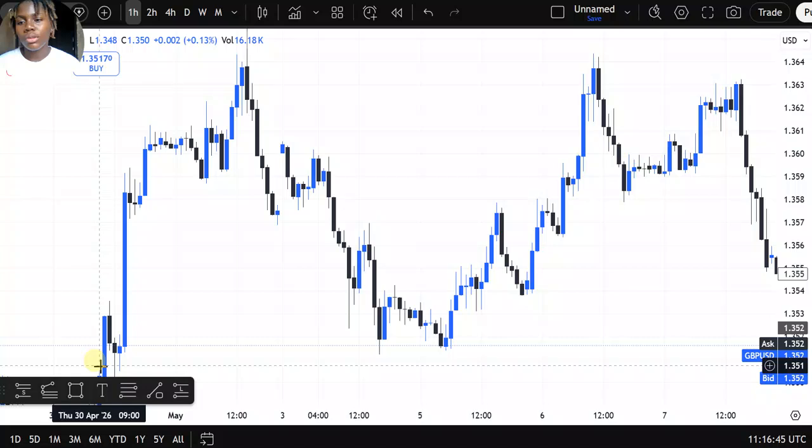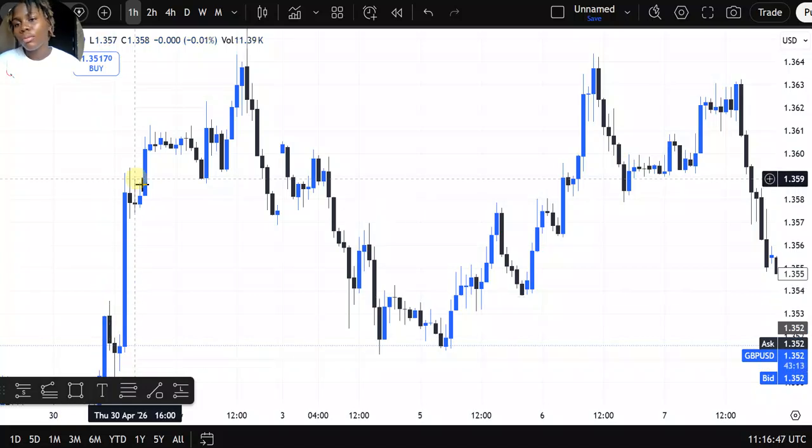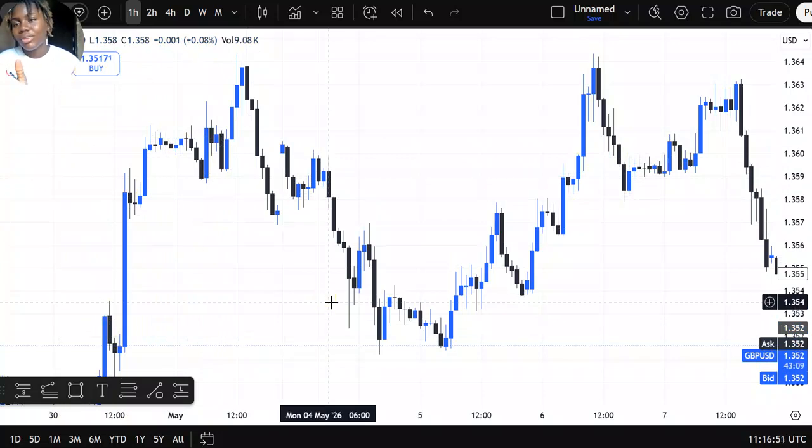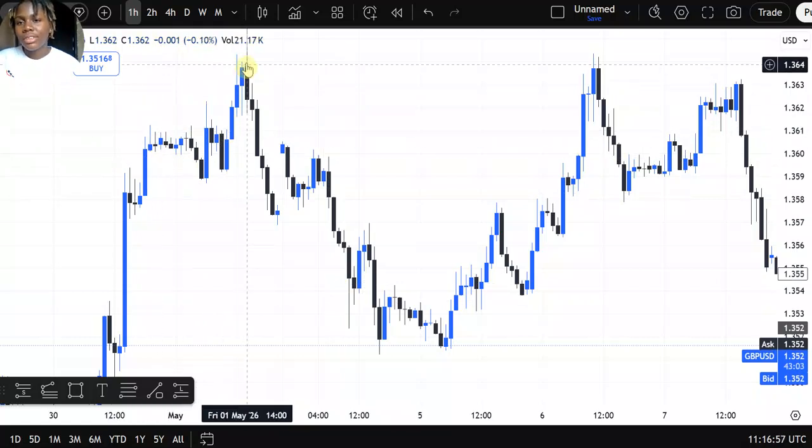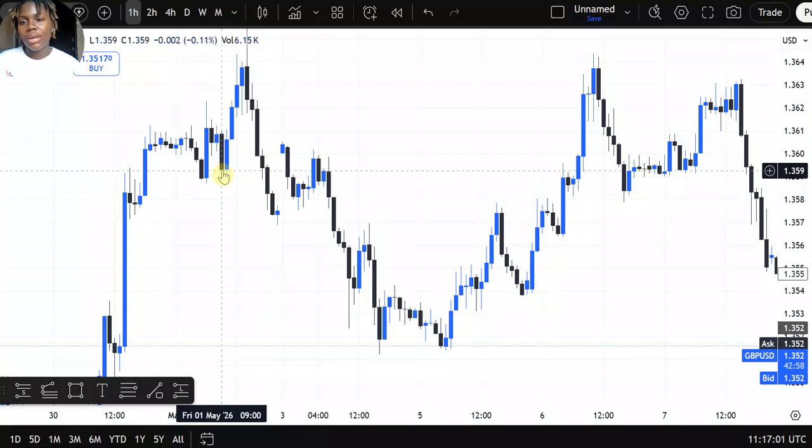So you can see from this point, price kept going up, higher high, higher low, higher high, higher low, creating support and resistance. You know all of these things. Then it got to this point, it created a resistance here, and price came back. This was a support level.